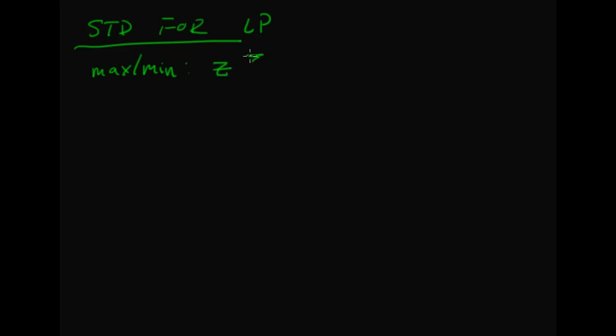So z is going to be the sum from j equals 1 to n of some coefficient cj times some variable xj, right? And this is going to be subject to a whole bunch of linear inequalities. They're all going to be of the same size, j equals 1 to n, and we're going to get coefficients aij, so we get a system of linear inequalities here.